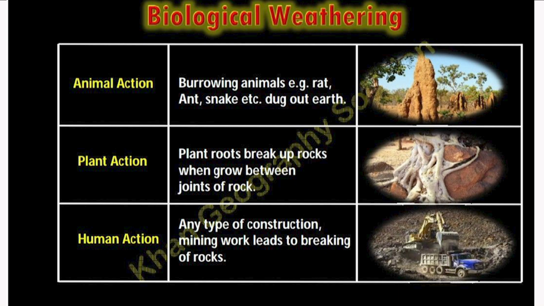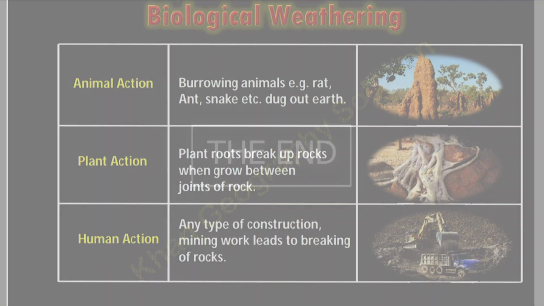Factors that affect formation of soil. Number one, nature of parent material from which soil is formed. Number two, topography. Number three, time. This brings us to the end of our lesson of rocks. Thank you.